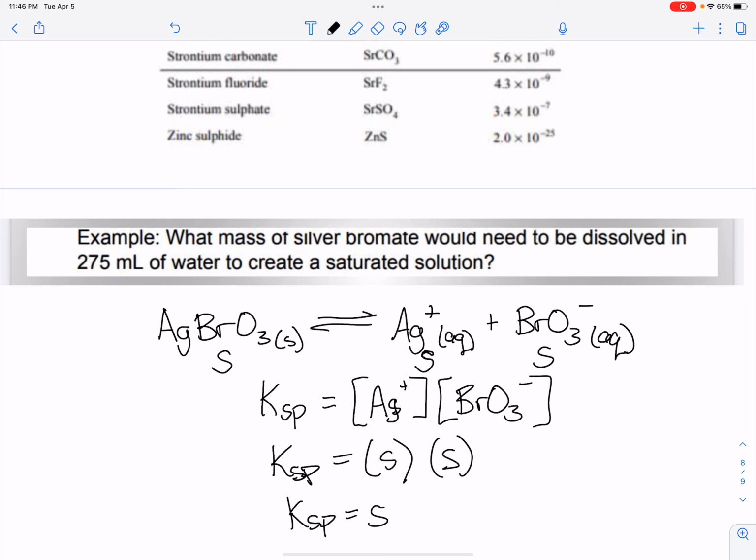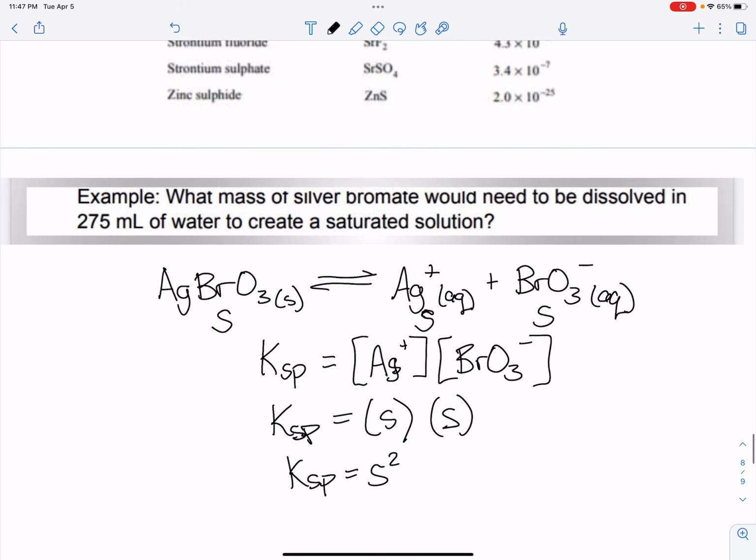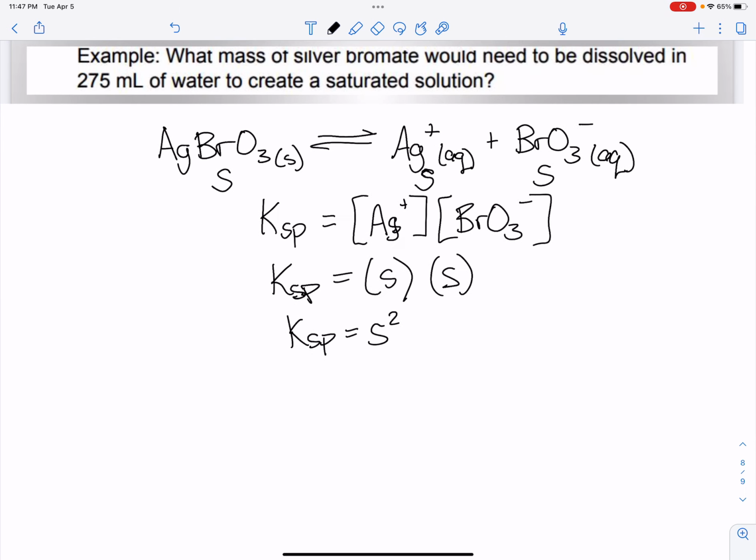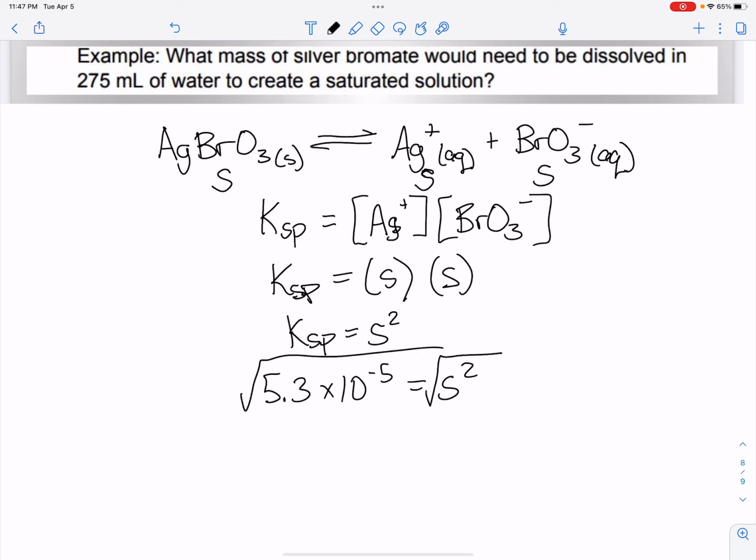So my KSP, S multiplied by S, same base, we're going to add the exponents, so it's going to be S squared. So I'm going to substitute that KSP from the chart, 5.3 times 10 to the negative 5 equals S squared. Our math is actually easier this time. All I have to do is take the square root of both sides. And the molar solubility of silver bromate is 7.2 times 10 to the negative 3, and that's moles per liter.